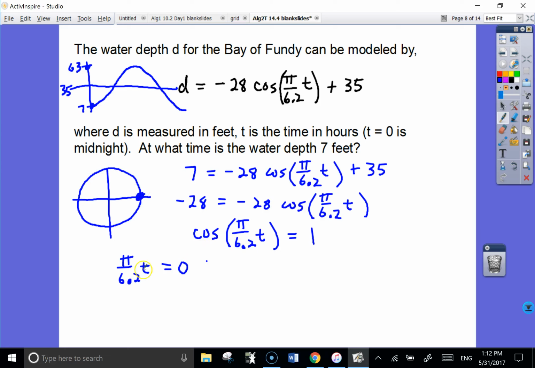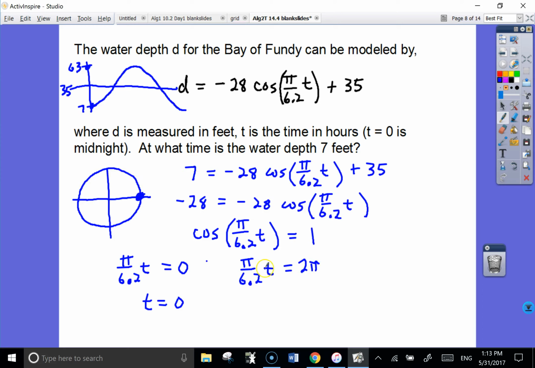What is going to be the value of t if pi over 6.2 t equals 0? t equals 0. So basically that's at midnight, right when it started. It started at the 7 feet. So we also need to say, what if pi over 6.2 t equals 2 pi? Because that would be the same place, right?